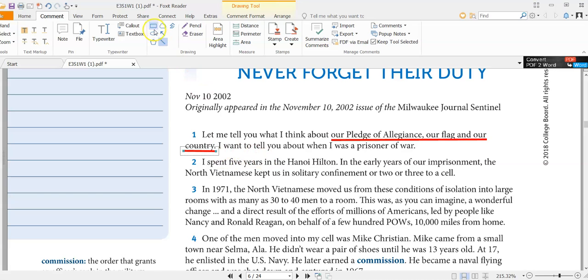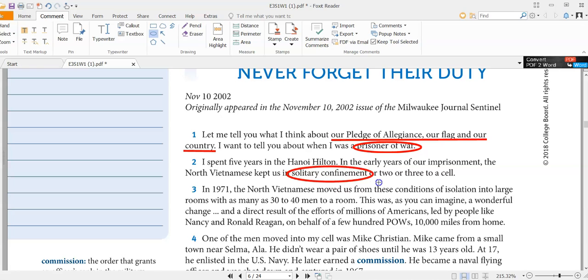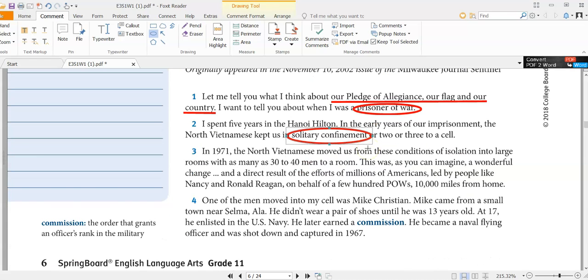Now, you may not know what it means to be a prisoner of war, so you might want to circle that concept if you don't, also called a POW. It's when the opposite side captures one of our people and makes them a prisoner. So then he says he still spent 5 years in Hilton and early years of our imprisonment, solitary confinement. You probably already know what solitary confinement is, but if you don't, you might want to look that up or make a guess as to what it means based on the context clues.